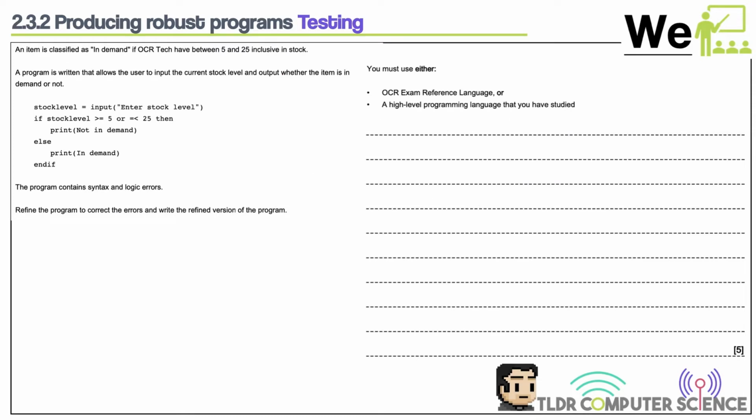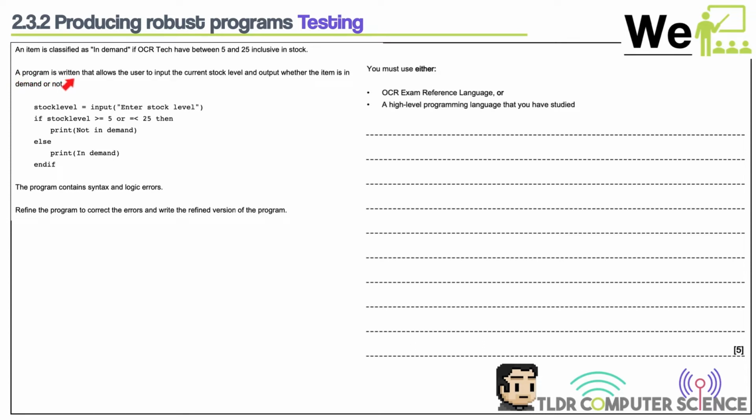Now we're going to make use of the learning we've just done to rewrite some code. So this is a very classic question you might be given, where you're given some original code and then asked to fix any syntax and or logic errors you may see. Let's have a read of the question. An item is classified as in demand if OCR tech has between 5 and 25 inclusive. And inclusive is doing a lot of work for us right there. It's saying when we get to 25, that should be okay. When it's 26, then it's gone too far. So it includes 5 and 25.